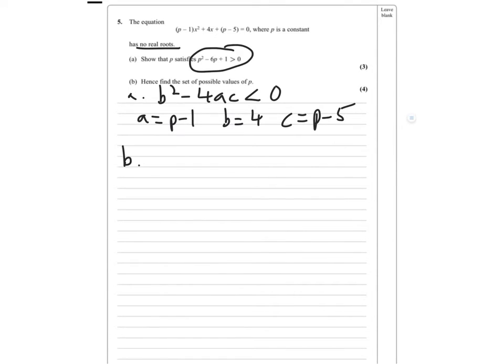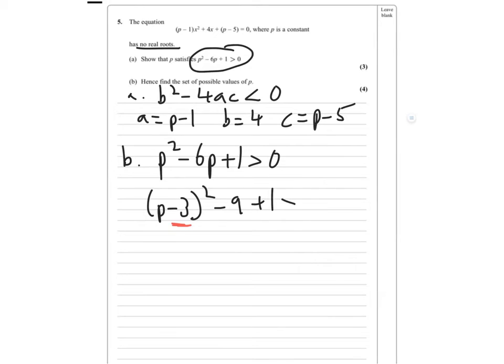Now for part B, we're going to use that answer here, plus 1 is greater than 0. I'm going to solve that by completing the square. Don't forget to take away the square of this bit. Alright, minus 9 plus 1 is greater than 0. You can solve it by completing the square. You should end up with, and I'm going to give you the answers, this. It's easy to make mistakes on this, so take care when you're doing it. Alright, but these are the two answers.